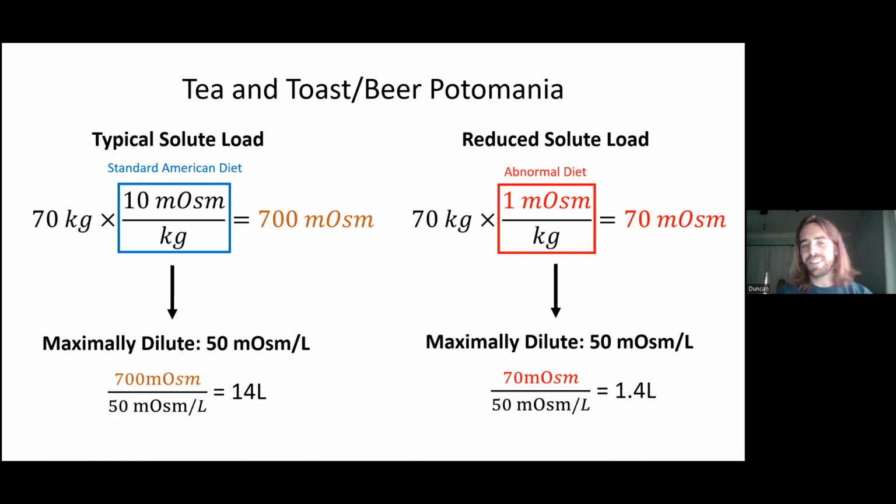In that setting, if we apply the same math, the kidneys are still doing the very best they can to dilute the urine all the way down to 50 milliosms per liter. But if we look at the math now, we end up with only 1.4 liters of free water that the kidneys can handle, because we just haven't given them enough solute to work with. And it's very easy over the course of a 24-hour period to accidentally take in more than 1.4 liters of free water. Okay, another quick pause here.